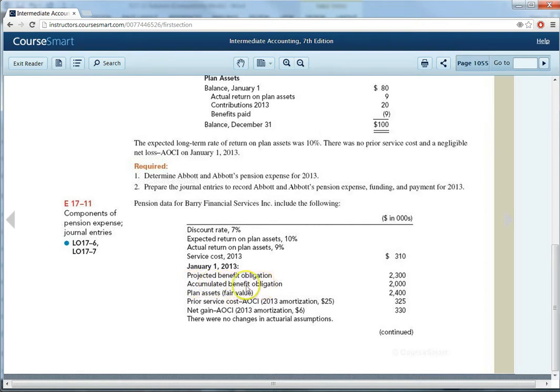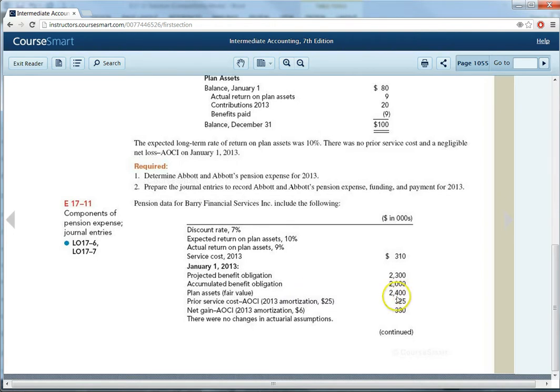So this accumulated benefit obligation of $2 million is basically a red herring for this particular problem. It's not going to be used anywhere in the analysis. And again, that's the benefit of using this worksheet. The worksheet doesn't say anything at all about accumulated benefit obligation, and so it's just simply not relevant.